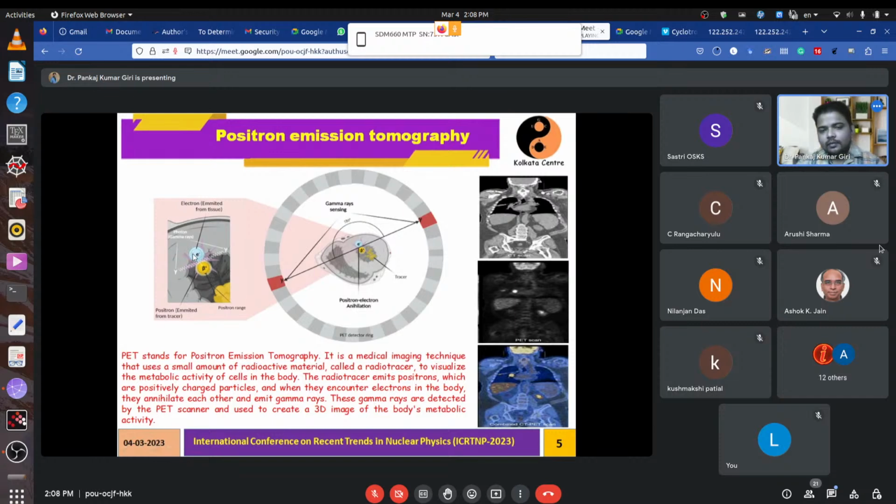Then it will emit two gamma rays, which will be 511 keV annihilation gamma photons, and that will be detected throughout the array of our gamma detector or PET detector rings. So in that way we are having this kind of picture.